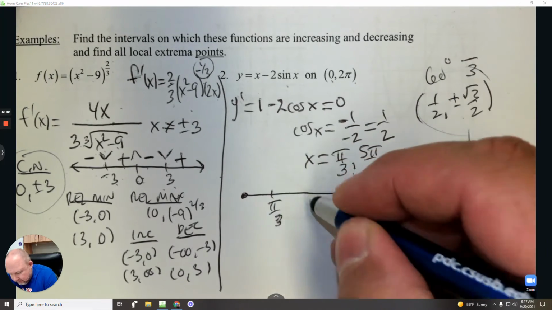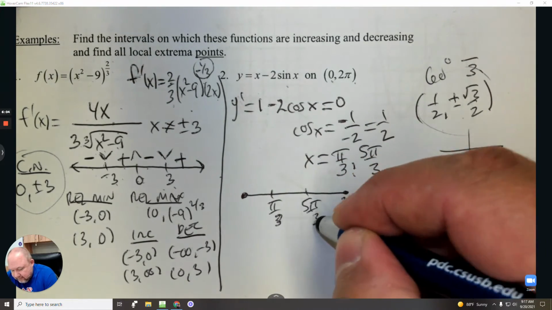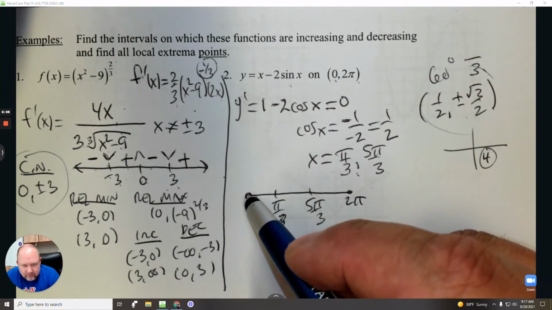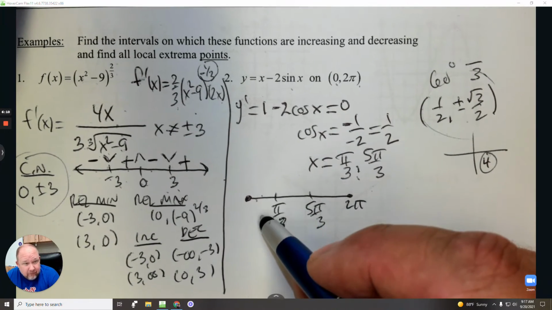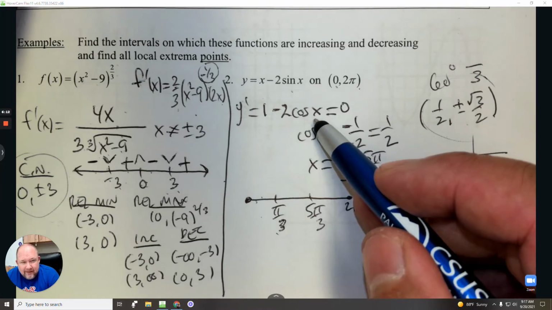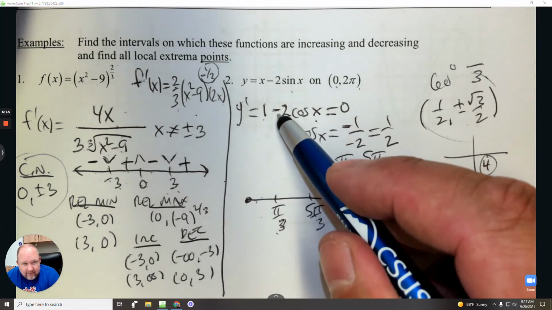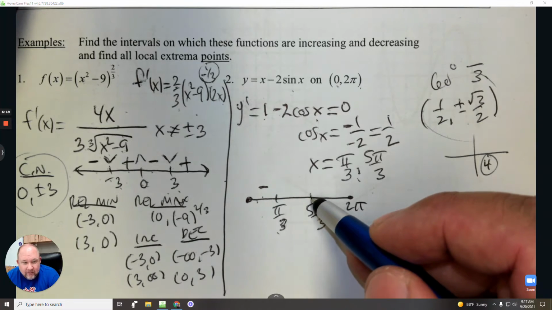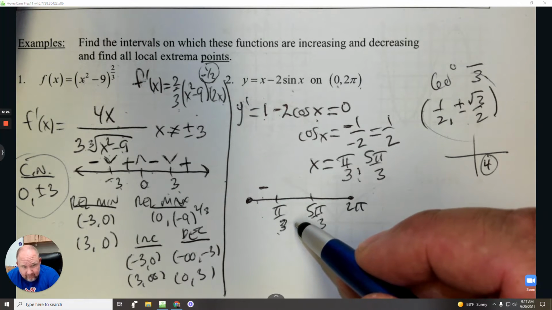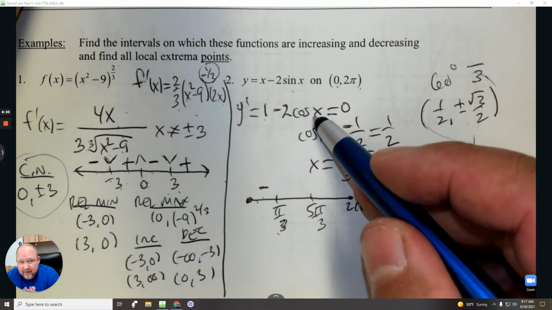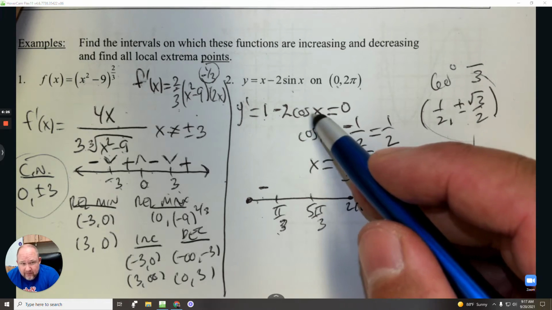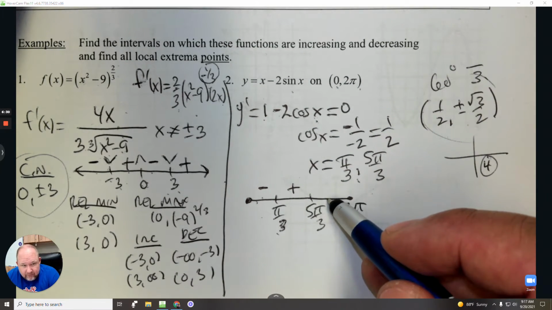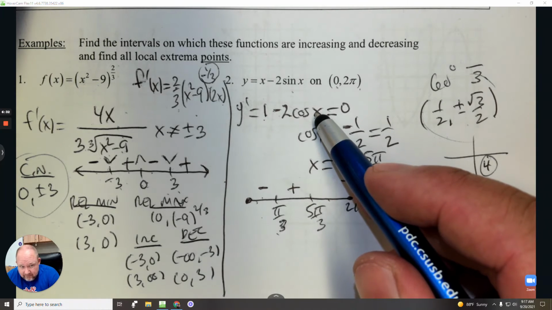This again, you have to know your unit circle to be able to understand if the derivative is positive or negative. So if I plug in a number between 0 and pi over 3, like pi over 4, that gives me root 2 over 2, and then 1 take away root 2 is a negative answer. Plug in an angle like pi over 2. At pi over 2, cosine is 0, so you're left with positive 1.